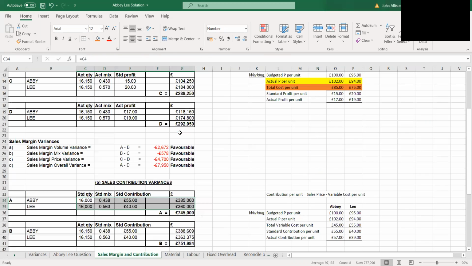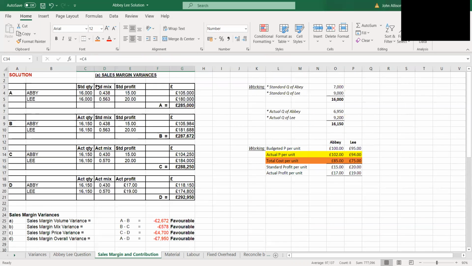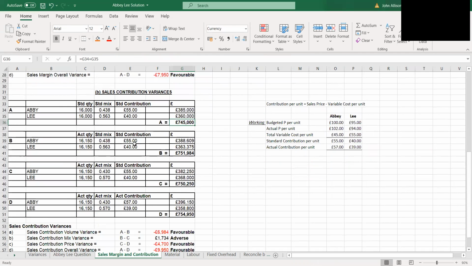So we've basically just changed the numbers here. We've got the same quantities and mix again. Then this time, instead of having profits, we've got contribution here. So we'll plug in the numbers for contribution and we multiply through. We get the total for Abbey, total for Lee, then we add them together to get A. Similarly, for this one, all we've changed is the actual quantity. We just multiply through, add these together to get B. Same this time, we've got the actual mix, we'll just take the numbers down.